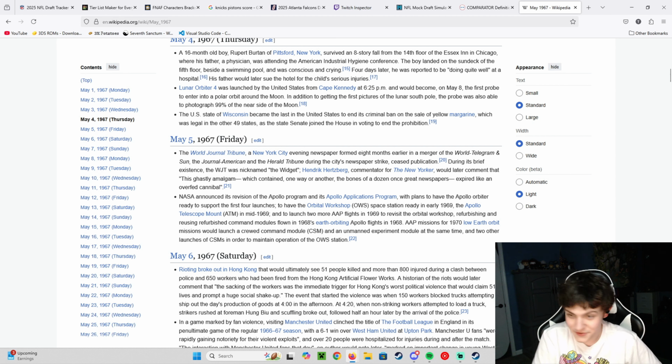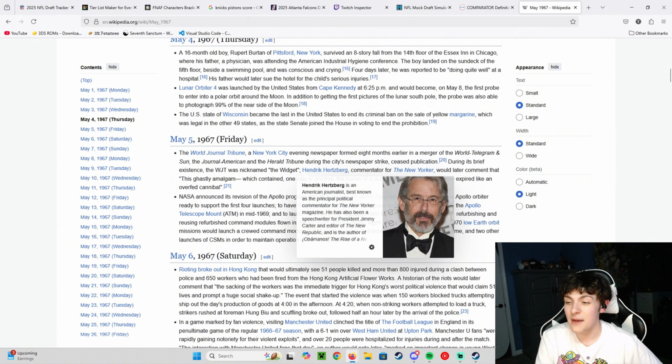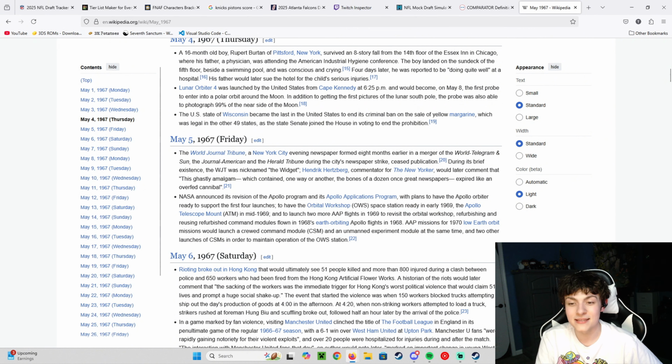The World Journal Tribune, a New York City evening newspaper formed 8 months earlier in the merger of the World Telegram and Sun, the Journal American and the Herald Tribune during the city's newspaper strike, ceased publication. During its brief existence, the WJT was nicknamed the Widget. Hendrik Hertzberg, commentator for The New Yorker, would later comment that this ghastly amalgam, which contained one way or another the bones of a dozen once great newspapers, expired like an overfed cannibal. What a crazy ass thing to say.